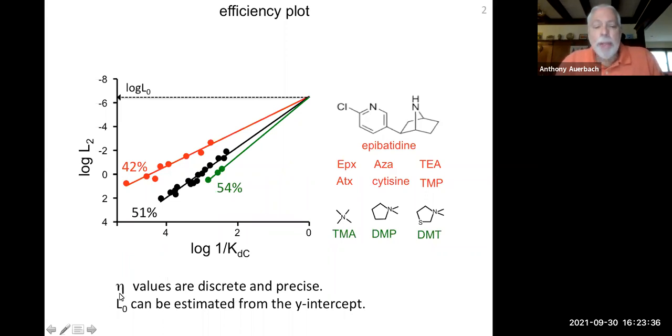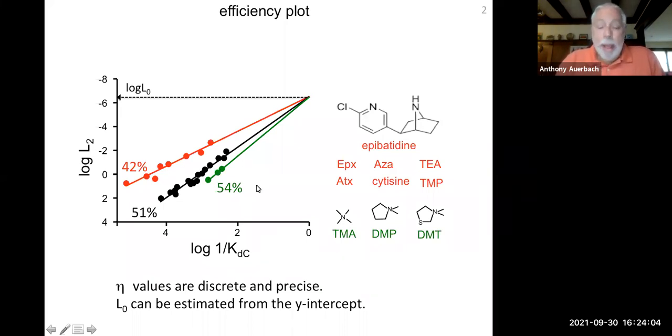So this is why I recommend this analysis, because you're going to need to know L0. The second point I want to make is that the efficiency values are discrete and precise. They're not scattered all over the place. We have 19 ligands here, and they fall on one of 3 lines. And the error limits are really tight on this. It took us a while to realize that 54 and 51% represent 2 different classes, but they do, and I'll give you supporting evidence for that later in the talk.